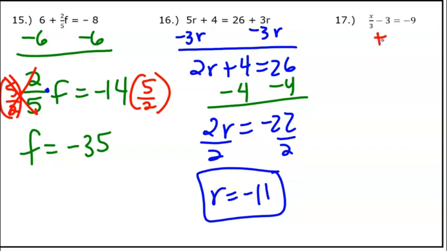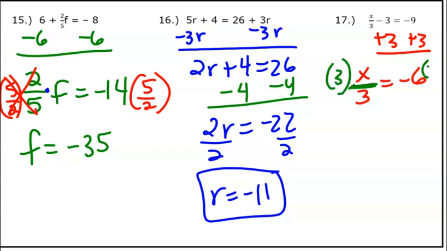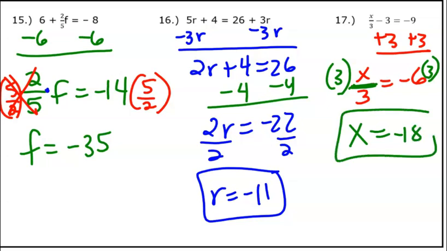For number 17, be careful on your second move here. When you rewrite, you'll notice that x is already being divided. So the inverse of dividing is not dividing. The inverse of dividing is multiplying. So we're going to multiply both sides by 3, leaving us with x equals negative 18.